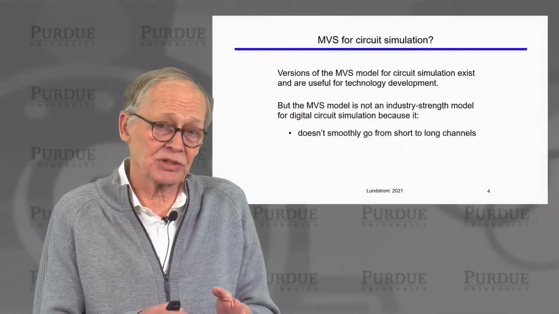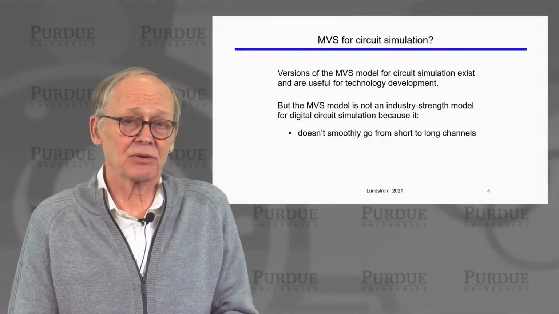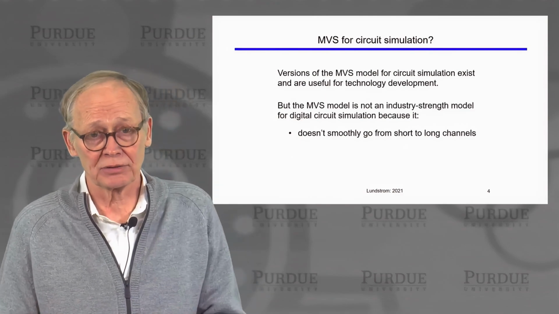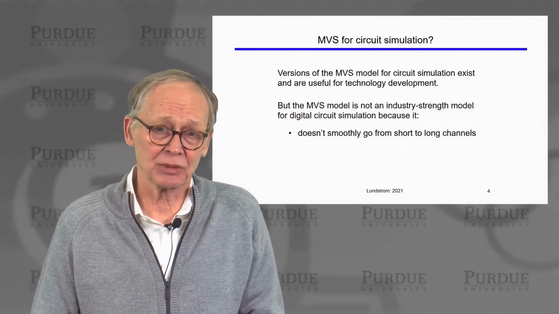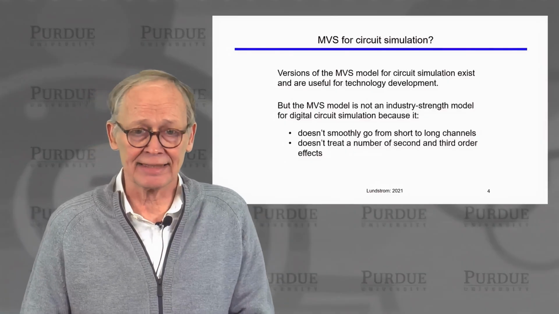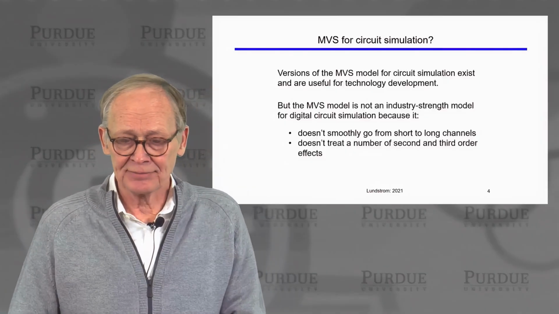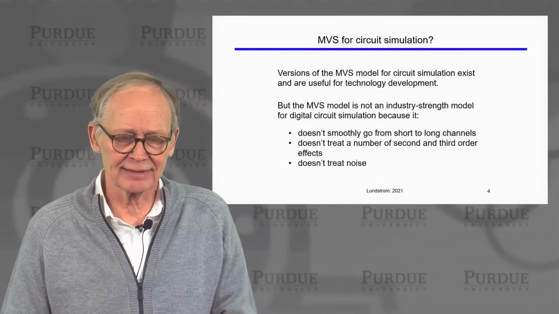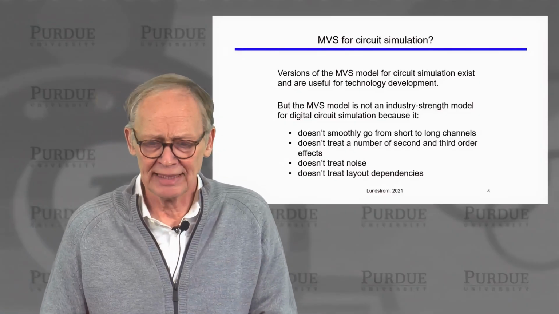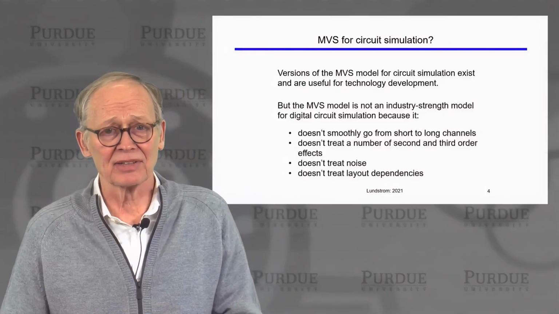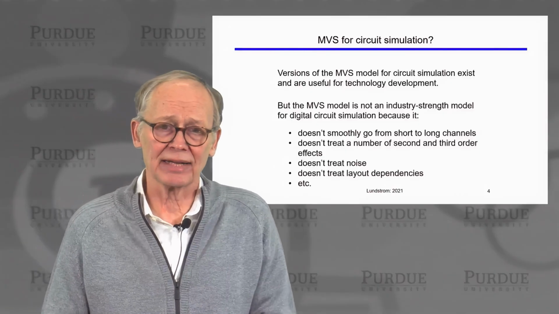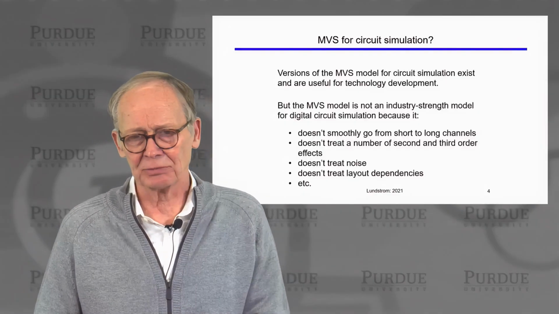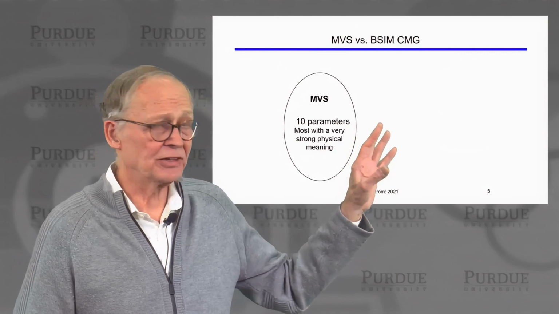One is that it's a model for short channel transistors. It does not describe long channel transistors, and it doesn't go smoothly from long to short channel transistors. And that's needed because we'll have transistors of different channel lengths in a typical circuit. There's a number of second and third order physical effects that we just haven't discussed and that it doesn't treat. It doesn't treat noise. It doesn't treat these various dependencies on layout. So there's a variety of effects that need to be comprehended and that are not in our basic, simple MVS model. Our model is very simple.